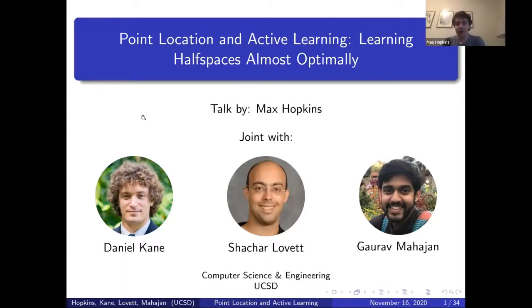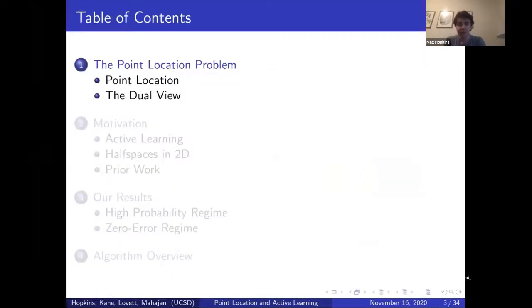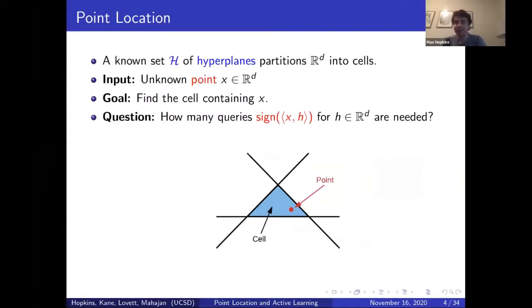Thanks. Hi, I'll be talking about solving the point location problem in active learning half spaces almost optimally, based on joint work with Daniel Payne, Shachar Levitz, and Gaurav Mahajan. So to start off, I want to talk about what the point location problem is.